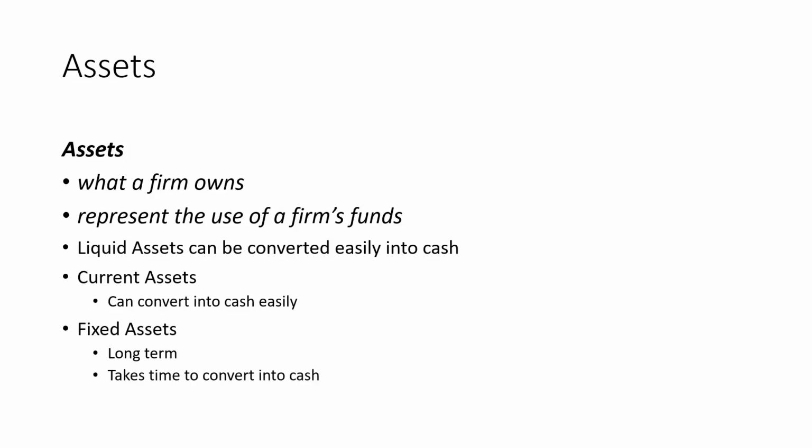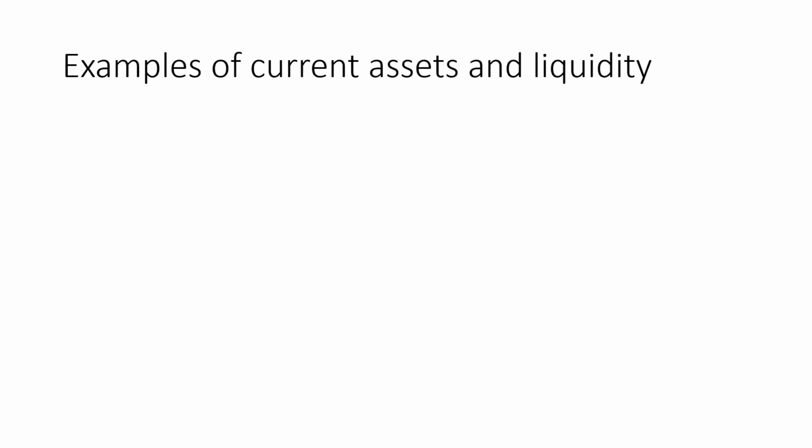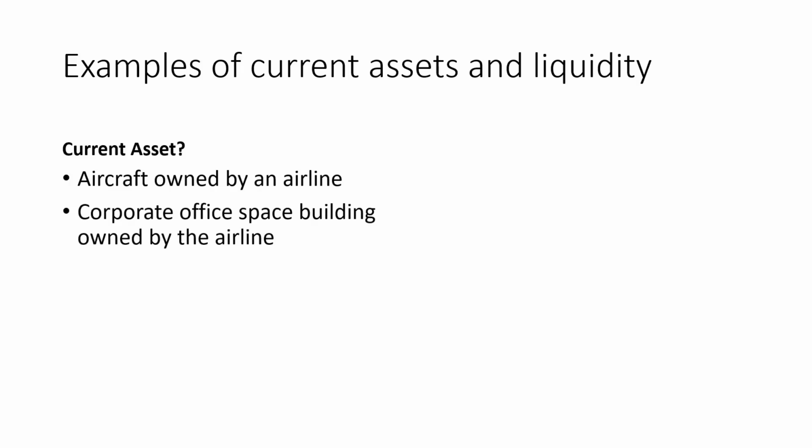Awesome. Now let's move on to examples of current assets and liquidity. Like we say, a current asset is something that can be easily converted into cash. Aircraft owned by an airline would typically take some time to be converted to cash because we need to find the right price, we need to find a buyer, or if not a buyer, a broker or some company that will buy the aircraft, etc. And so aircraft owned by an airline typically is not a current asset.